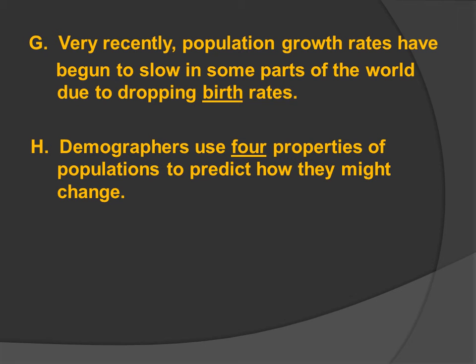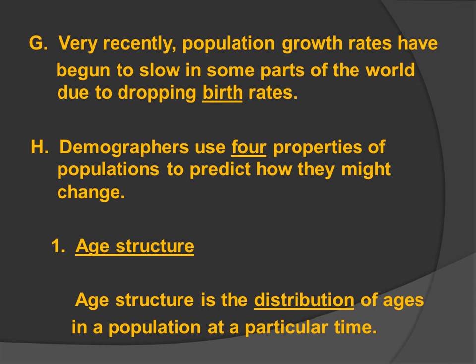H, demographers use 4 properties of populations to predict how they might change. Number 1, age structure. So this is the first property that we're going to talk about. Age structure is the distribution of ages in a population at a particular time, and they have certain types of graphs they use to show that.